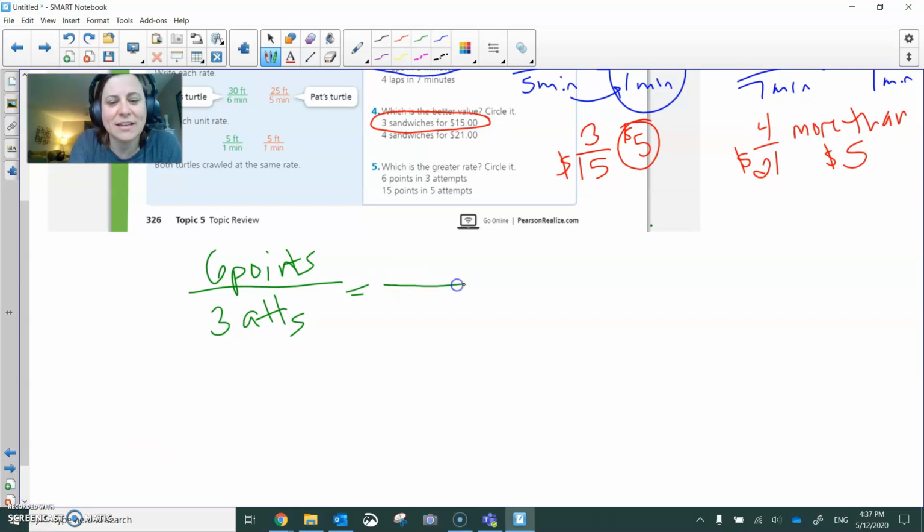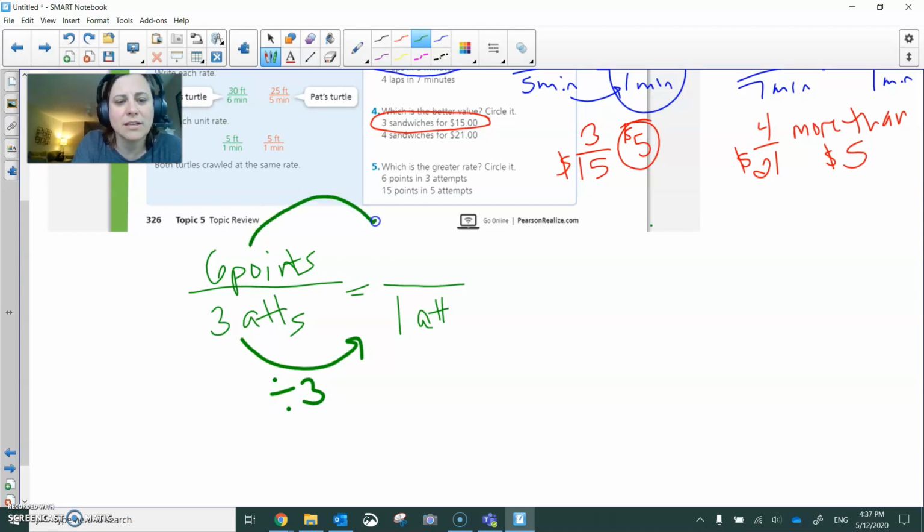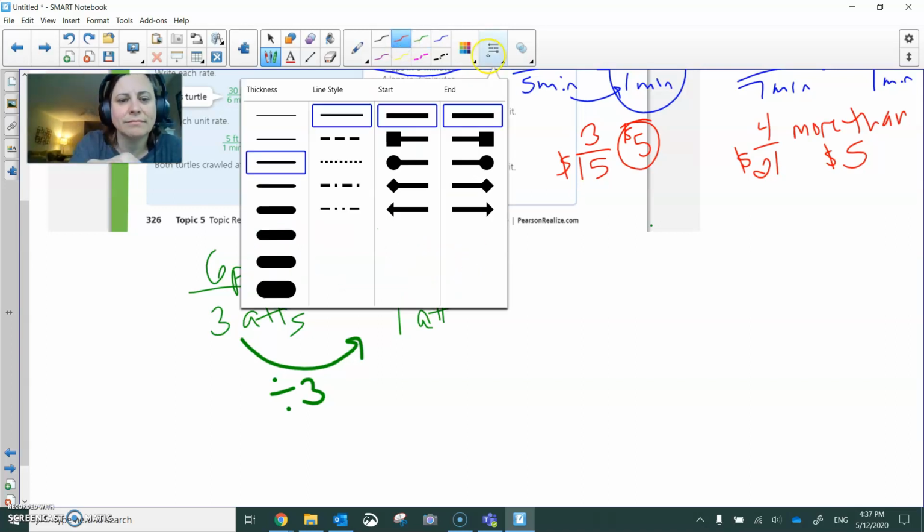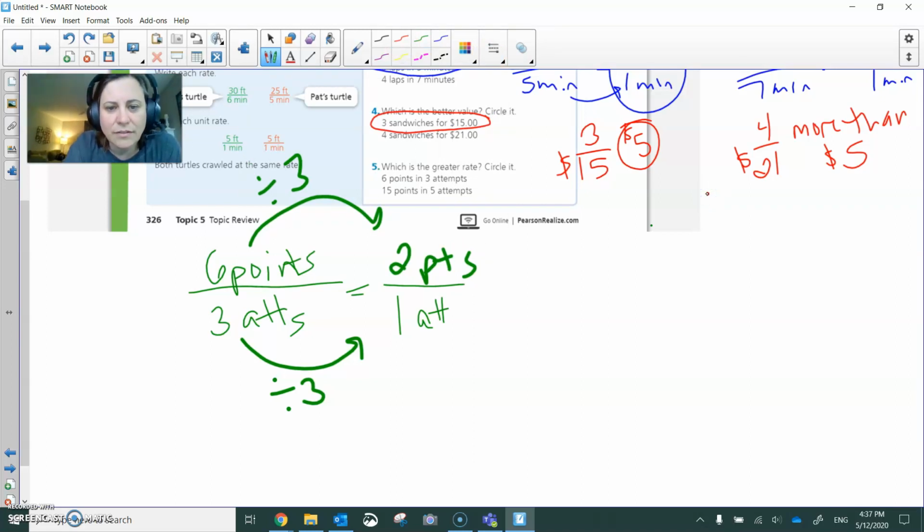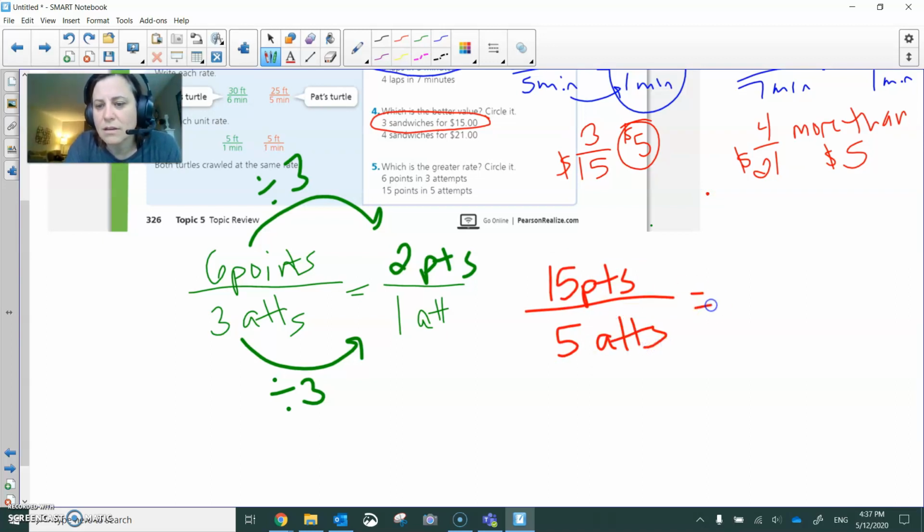So for this person, how many points would they make in 1 attempt? So we will do 3 divided by 3 to get 1. So we need to do 6 divided by 3, and that'll give us 2 points. And then the other one, 15 points in 5 attempts. I want to know how many points this person gets in 1 attempt.